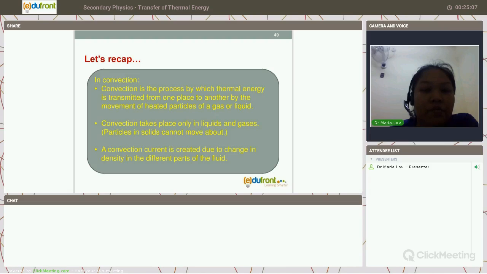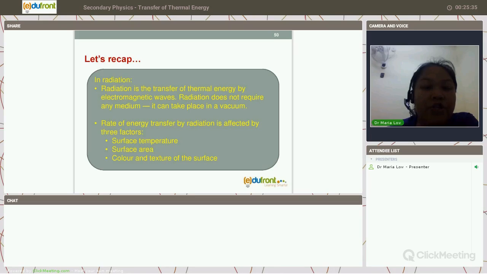Convection is a process by which thermal energy is transmitted from one place to another by the movement of heated particles of a gas or liquid. Convection will only take place in gases and liquids because particles in solids cannot move about. Convection current is created due to a change in density in the different parts of the fluid.